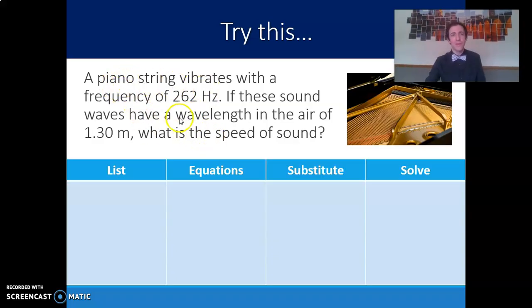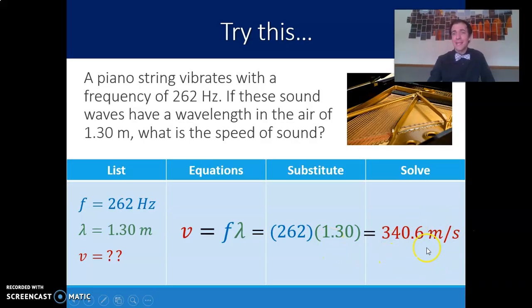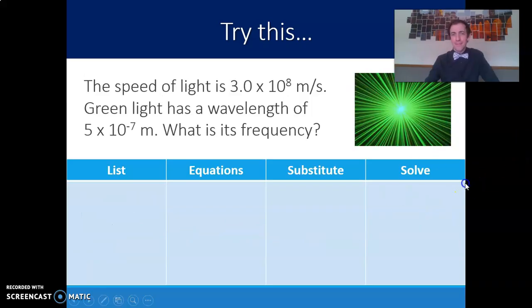A piano string vibrates with a frequency of 262 hertz. Frequency is 262. If these sound waves have a wavelength of 1.3 meters, what is the speed of sound? The equation that we were given is this one right here. Speed of sound is just frequency times wavelength. If we plug in those values, 262 hertz times 1.3 meters, we get a velocity, a wave speed of 340.6 meters per second. When we talk about sound a little bit later on in this unit and the speed of sound, you'll see that that is really close to the speed of sound in room temperature air.